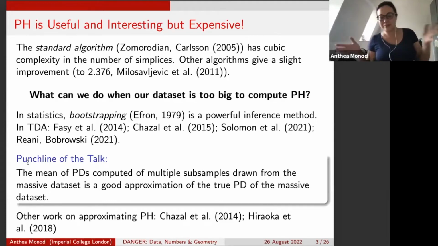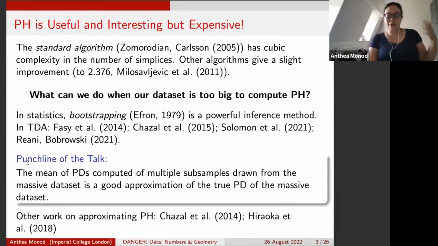So you have this huge data set. You can't compute persistent homology on the whole thing. But if you randomly draw, with replacement, random subsamples, and then compute the persistence diagram for each of these smaller subsamples, and then take the mean of all of these persistence diagrams, then this is a good approximation. And you can use this to approximate the persistence diagram of the huge data set if you were able to compute it.